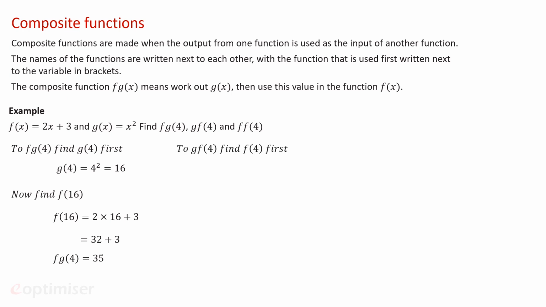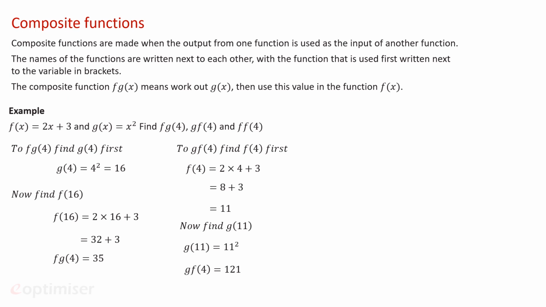Now we will look at g of f of 4. You are giving 4 to the f function as an input, finding the output, then giving that as an input to g. That's what you are doing. If you find f(4), you get 2 into 4 plus 3, because x is equal to 4. If you calculate, you will get 11. Then you give that 11 to g as an input. What is the g function? g(x) is equal to x squared. So you replace the x. So g(11) is equal to 11 squared. You will get 121. So g of f of 4 is equal to 121.